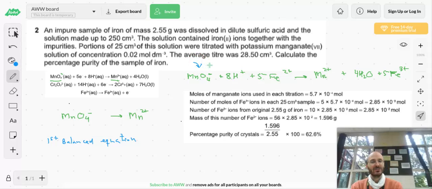How do you write it? Well, in this worksheet, they actually gave you this data, these half equations. So then you only have to multiply this one by 5, and then you add it to this one.